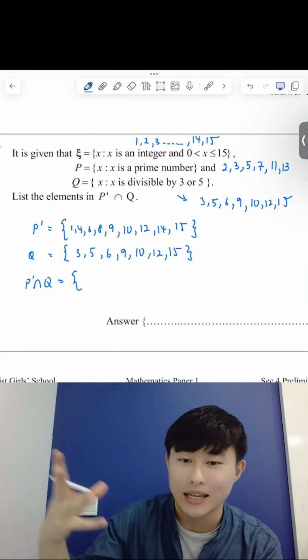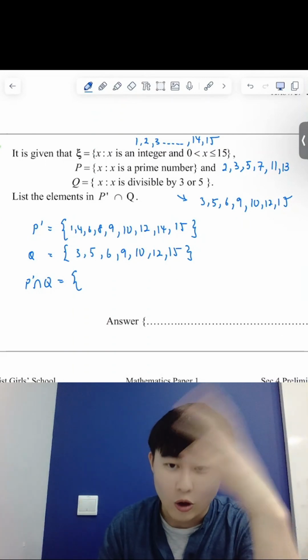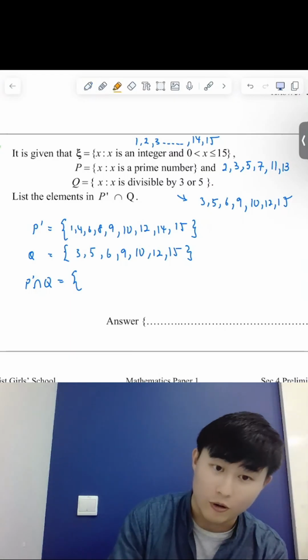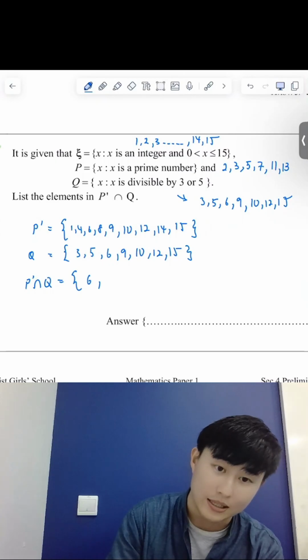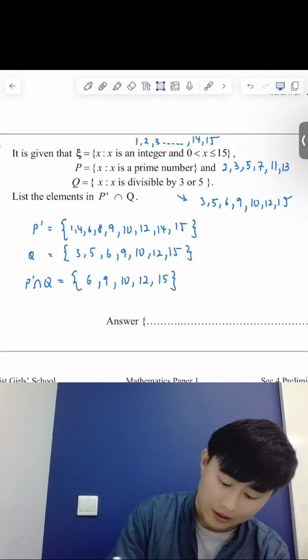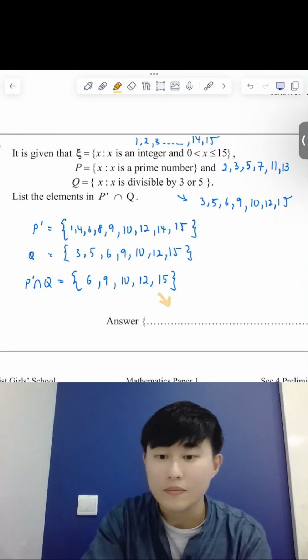It's not intersect. It's in the set context, it's basically whatever that P is not. So I take everything else outside of P. Okay, so I'm looking for those that are common. The common ones are 6, 9, 10, 12, and 15. Okay, and this is your answer. You're gonna put it here.